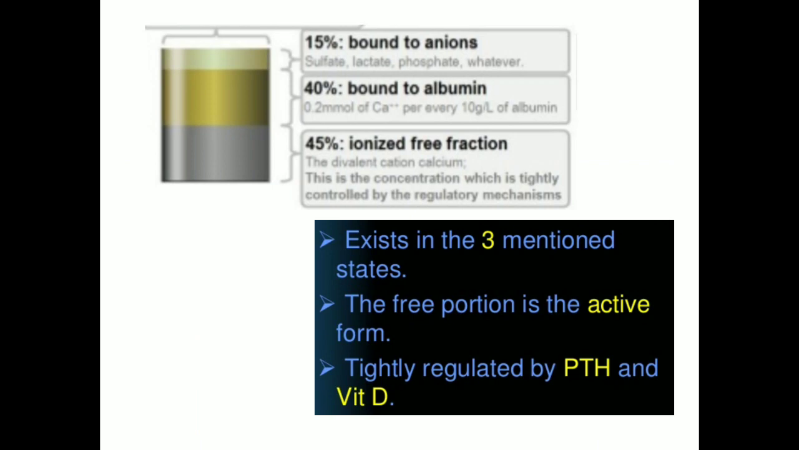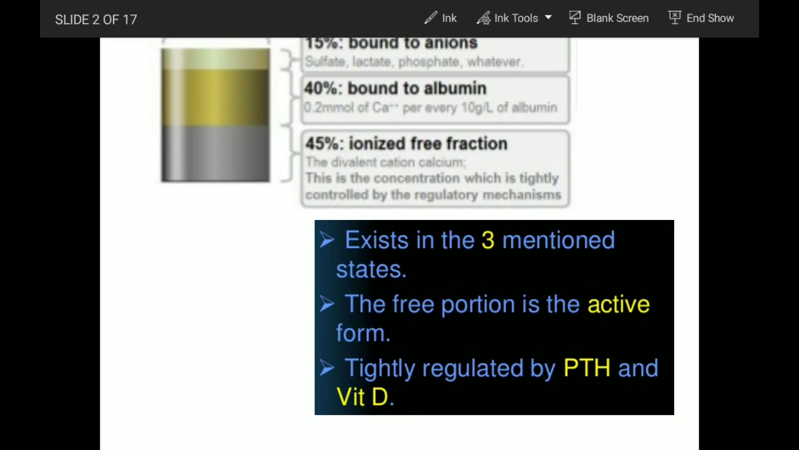Almost half of the calcium that is present in serum, around 45%, is the free calcium, that is free ionized calcium, calcium that is not bound to anything. The rest, around 55% total, is bound to something.